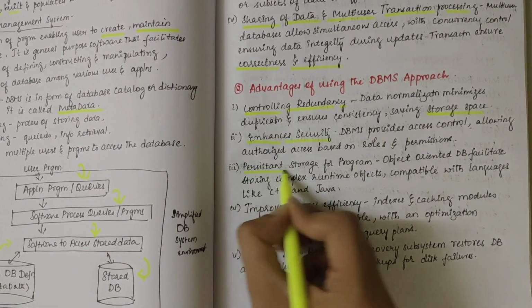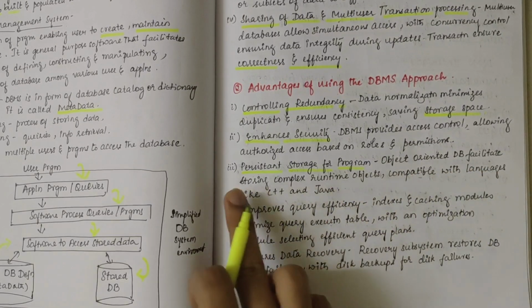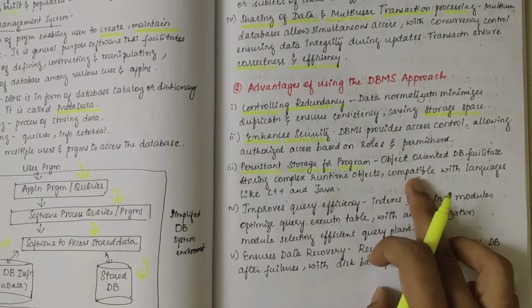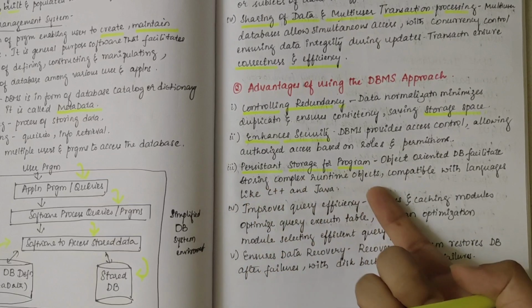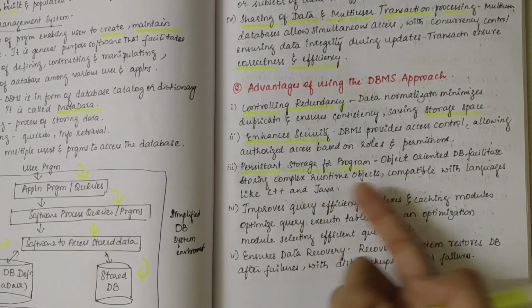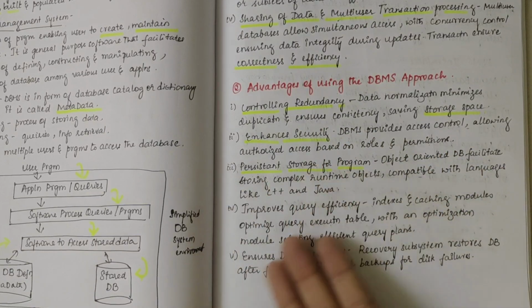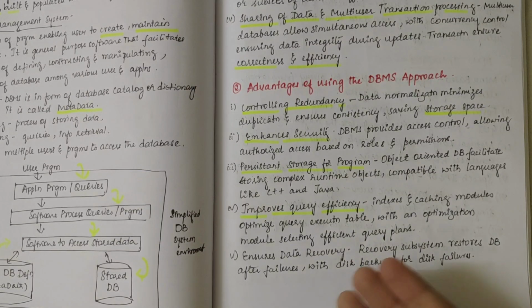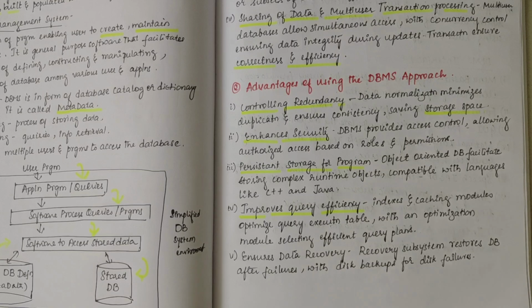Then we have persistent storage for programs. An object-oriented database facilitates storing complex runtime objects which are compatible with languages like C++ and Java. From C++ and Java, you can make use of the commands to obtain the data from the database. Then we have improved query efficiency. The efficiency of generating the outputs is improved compared to the traditional one.